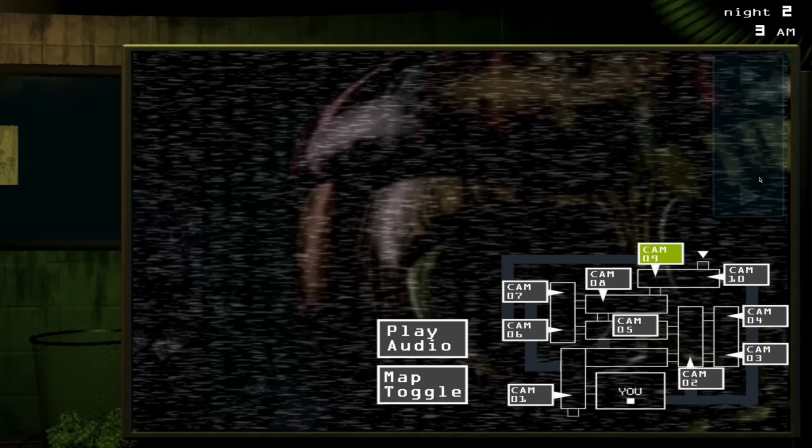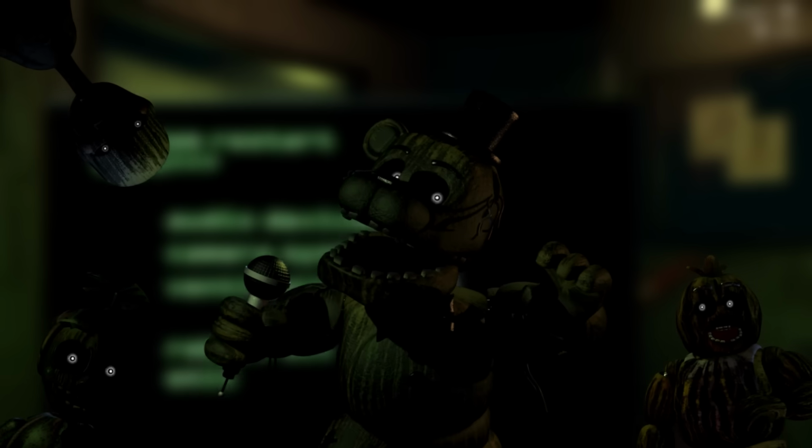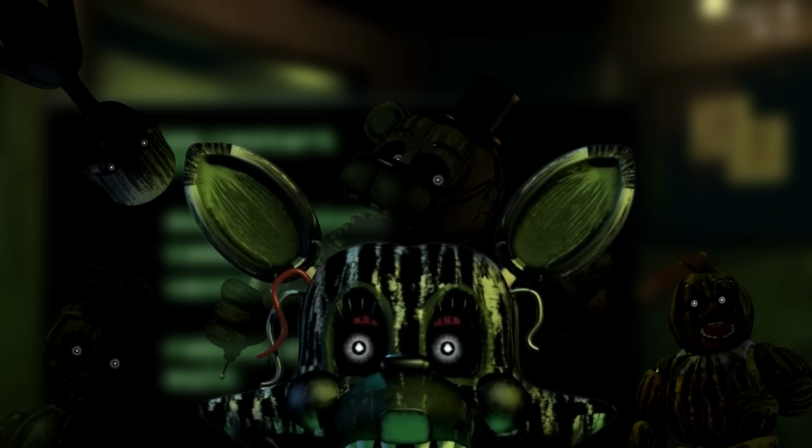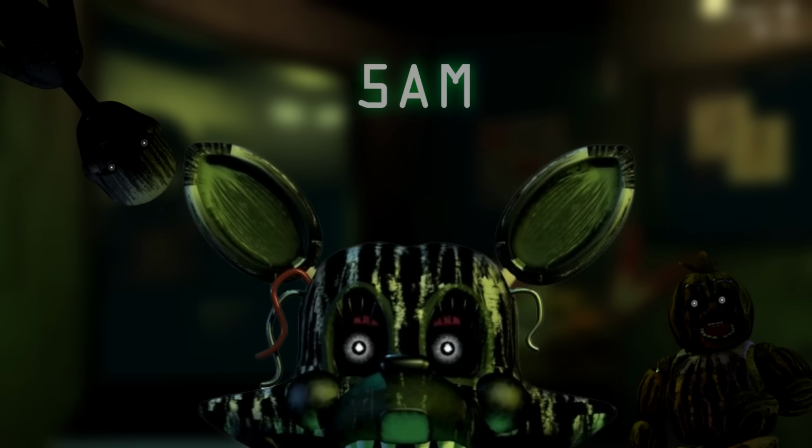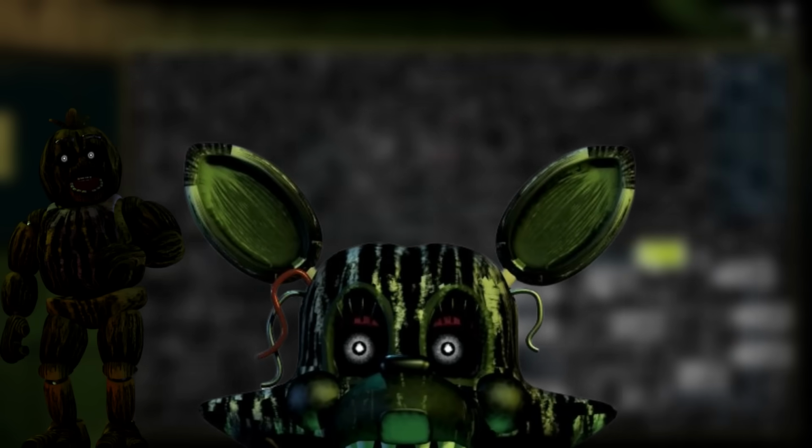Did you know that while Balloon Boy is active, he gets forcibly spawned at 3 AM when your camera monitor is closed? This also happens to the other phantoms, but at different times. Mangle, Chica, and Puppet function pretty much the same, except they get forcibly spawned at 5 AM. I'm assuming that's Scott's way of saying "screw you" before you beat the night. But keep in mind that Mangle and Chica become active starting night 3, while Puppet only becomes active starting night 4.